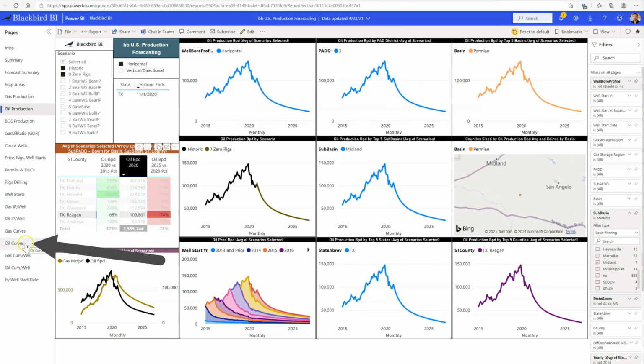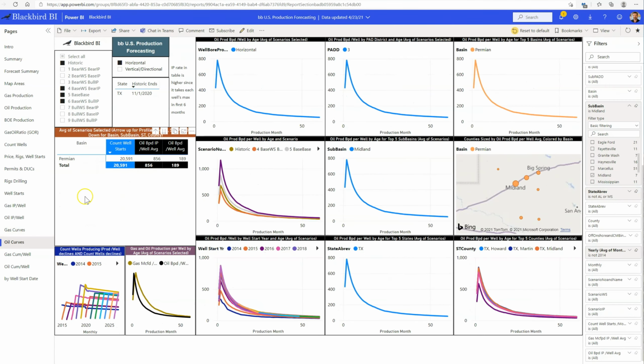To see how much age matters, we can go to this oil curves page. Wells start out near 800 barrels per day but drop down near 50 barrels per day after 60 months. Users gain confidence in Blackbird's decline rates by comparing scenarios to make sure they follow the same shape.